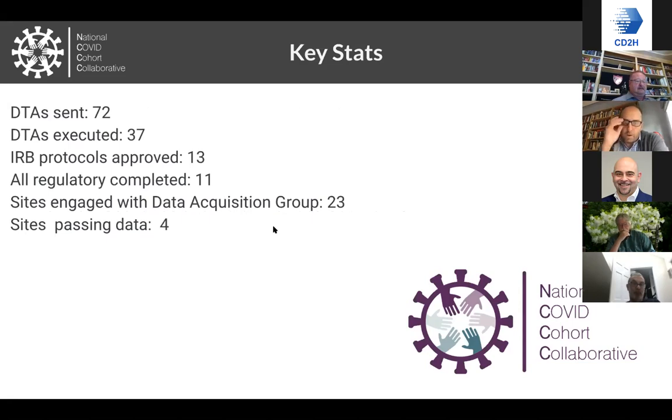So just a quick update on some key stats. We've had 72 DTAs sent, 37 executed, 13 IRB protocols approved, 11 that have gone through both DTA and IRB approval, 23 gate sites that are now working with Emily and her team in getting the phenotyping process developed and integrated their sites, and 4 sites that have transferred data successfully.